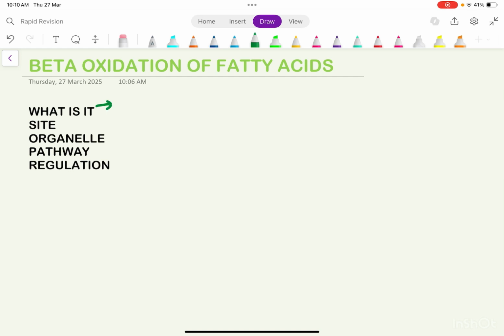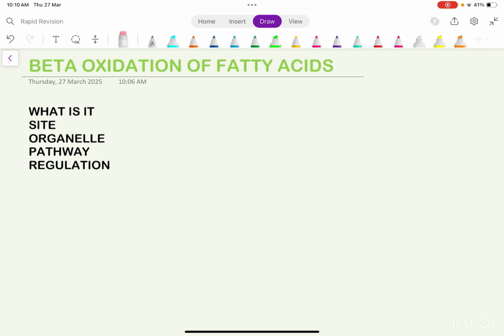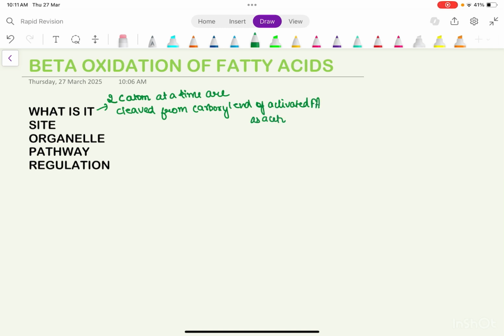If you think about the word beta oxidation, there are many other oxidations as well, but beta oxidation is the most common. Basically, in this, two carbon atoms at a time are cleaved from the carboxyl end of the activated fatty acid as acetyl CoA. Now you will understand this once I explain the pathway.